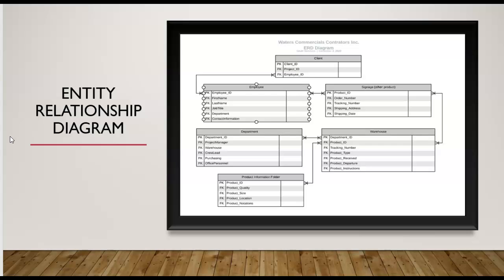Based on the product ID, any additional information that has been inputted with that product, such as product quantity, product size, product location, or product notifications, will then be connected to that point. So this is just a basic diagram showing how all the information is going to be placed into the database.